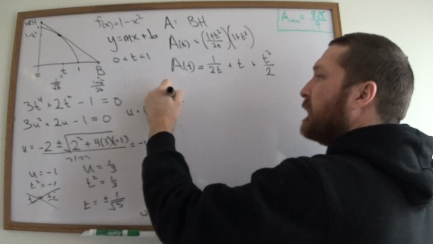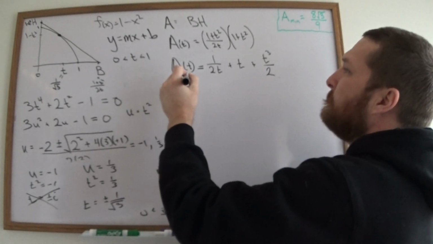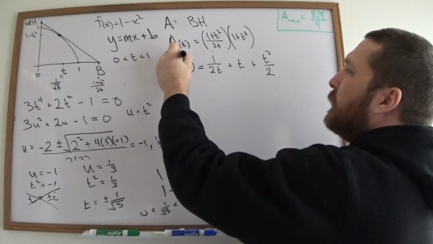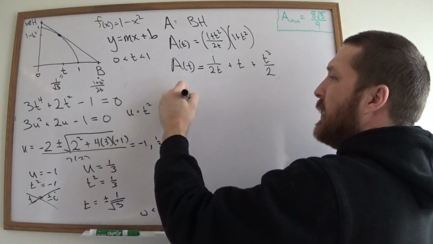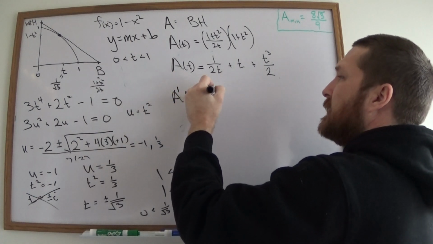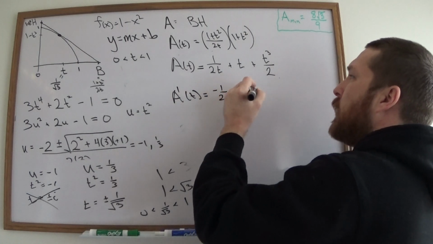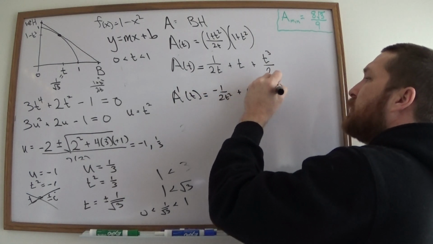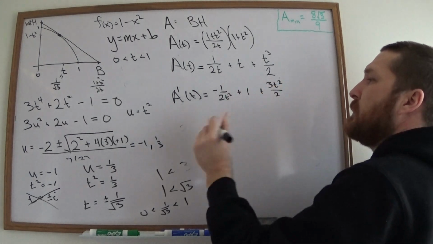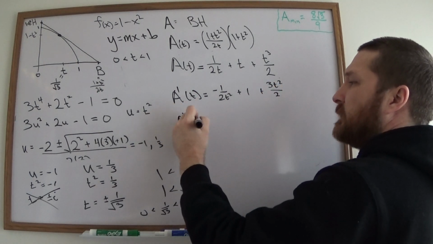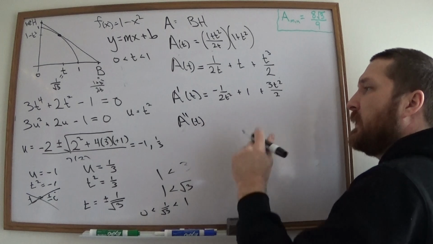Let's be really, really thorough here. We found that the derivative of the area function, A prime of t, was -1/(2t²) + 1/2 + 3t²/2. So now we take the second derivative.